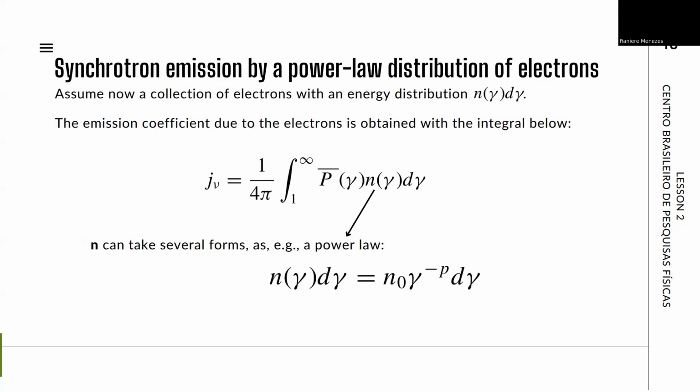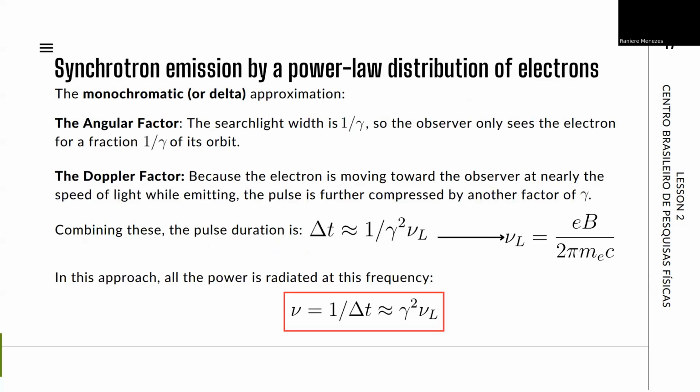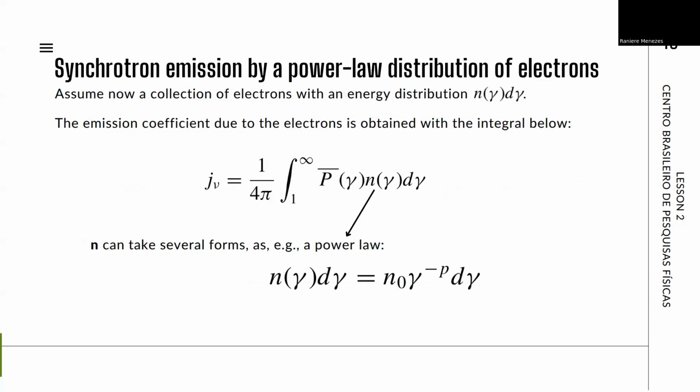So what we call the emission coefficient, this J here, is obtained by integrating the average power of the electrons in the population. Why do you have this kind of form? You said that you have different forms for the distribution.